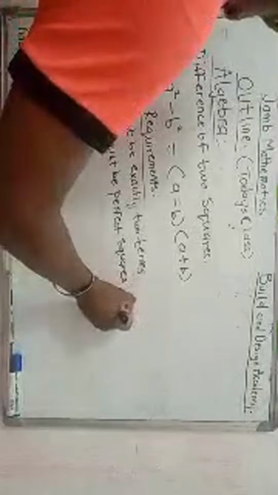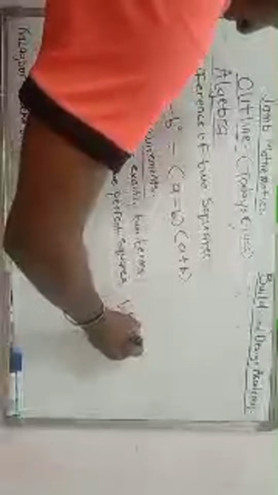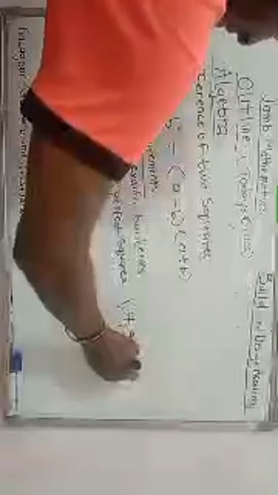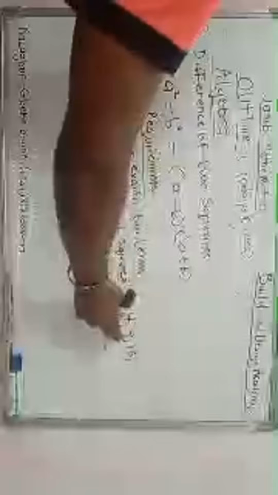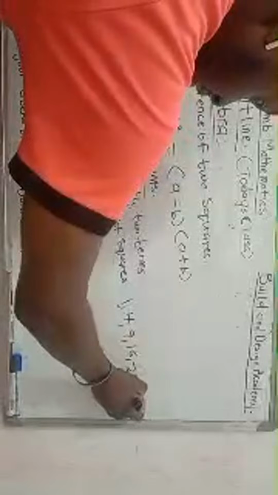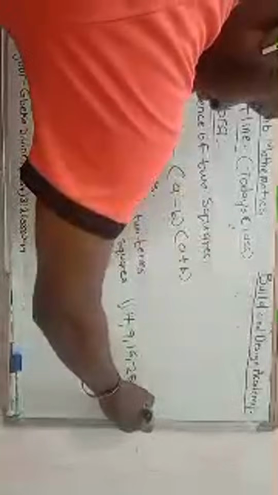When I mean perfect squares, I mean 1, 4, 9, 16. All these are perfect squares. 25, x squared, y raised to the power 4. They are all perfect squares. So it's a requirement for difference of two squares.